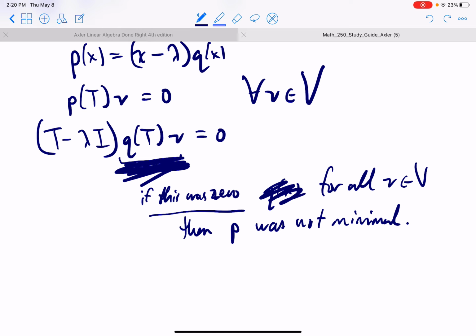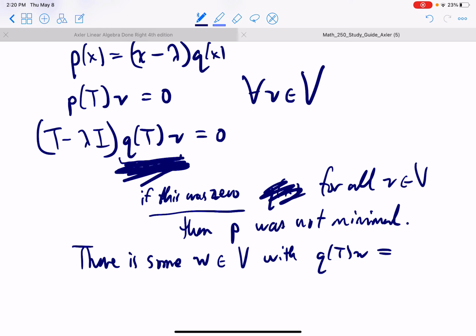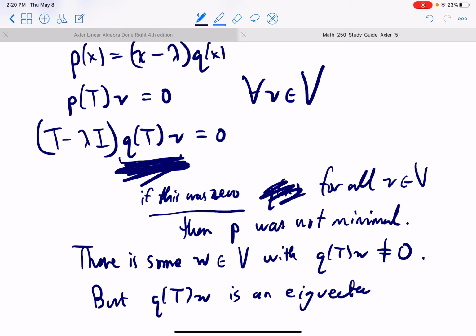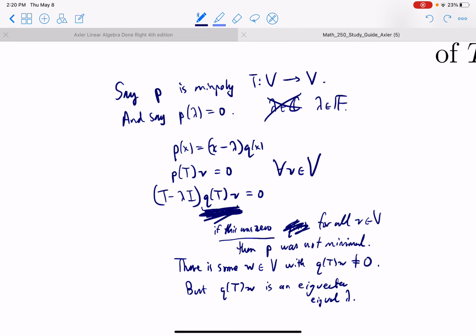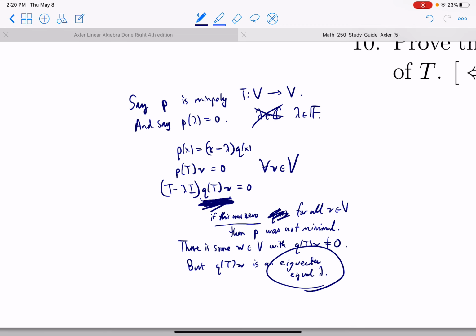So that means that there is some vector in our space, let's call it little w in V, with q of T applied to w not the zero vector. But then q of T w is an eigenvector with eigenvalue lambda. So we assumed that lambda was a zero of the min poly, and we've shown that every zero is an eigenvalue. Okay, what about the other way?